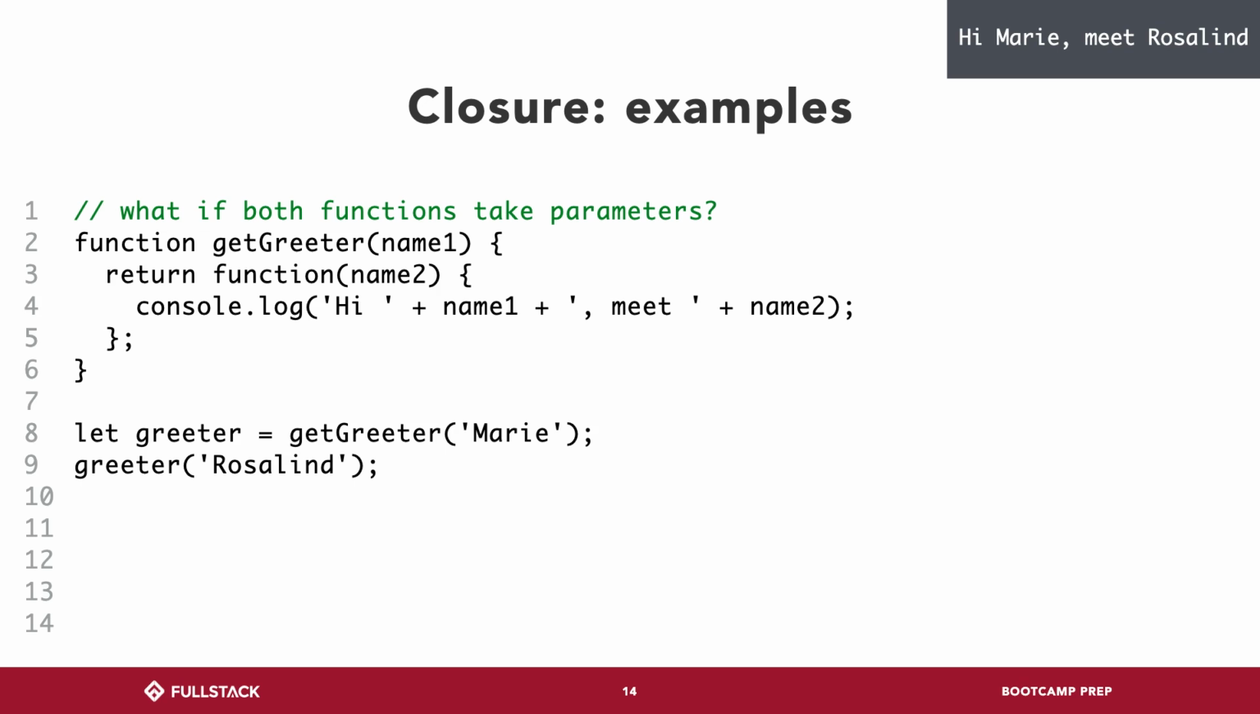So let greeter, you're defining greeter now, is equal to getGreeter invoked with Mary. And Mary is now name1. So Mary is here too, if this function greeter is ever going to be run, because greeter is now equal to this function, because this is what's being returned in getGreeter. So when you invoke greeter, since greeter is equal to this function that takes a parameter as well, you pass Rosalind into this function, and that's how you do that.